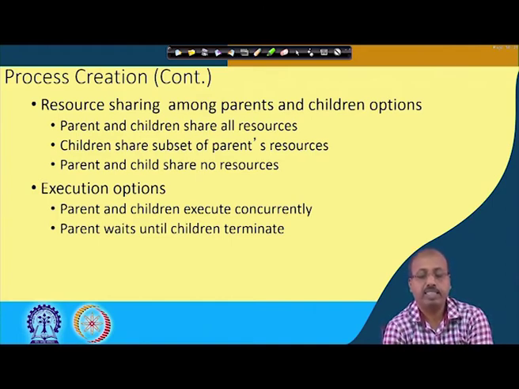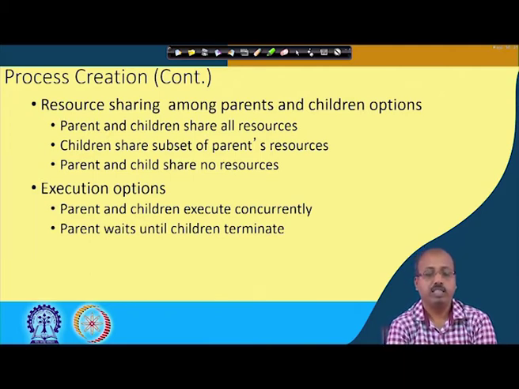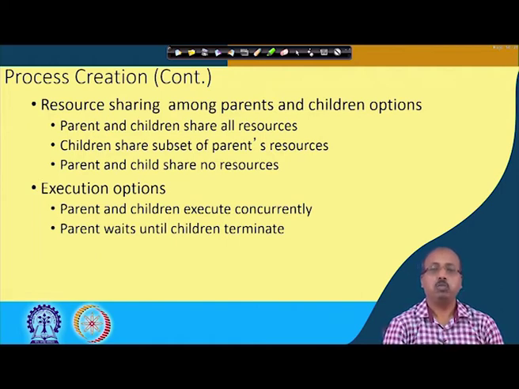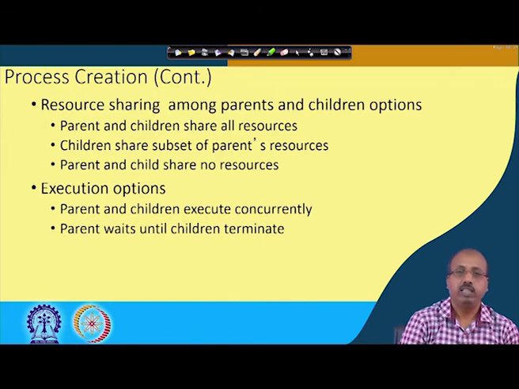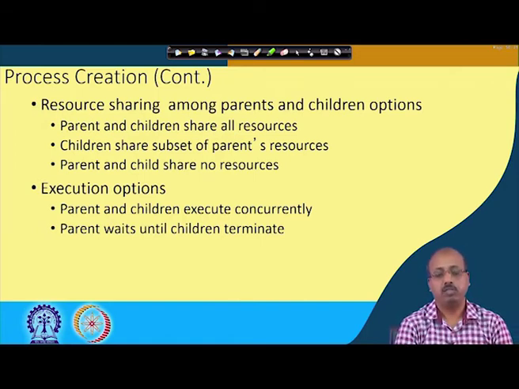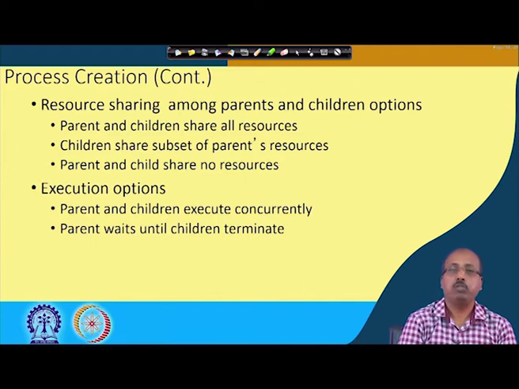Now, resource sharing among parents and children, the options may be like this: parent and children share all resources, children share a subset of parent's resources, and parent and child share no resources. So, these are the three alternatives. Maybe the parent has got some variables, some memory locations that are associated with the parent. Now, whether those variable locations will be visible to the child process or not, that is one type of decision. In some cases, we may want that those locations be visible.